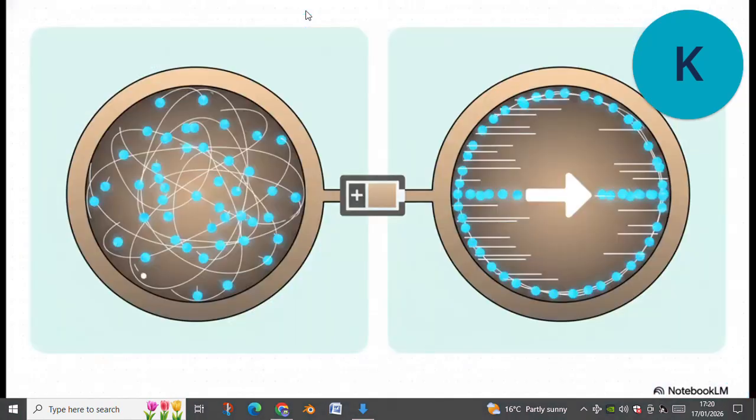So on the left here, in a normal piece of wire, the electrons are just bouncing around all over the place. Totally random, so they don't really go anywhere. But then, on the right, you see what happens when we hook up a power source, like a battery. We give them a push, and suddenly they all start flowing in the same direction. That organized flow, that is what we call an electric current.